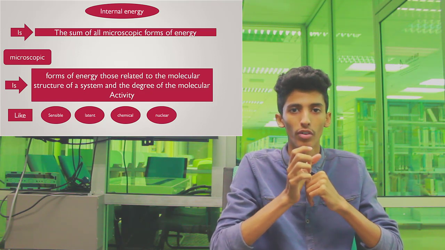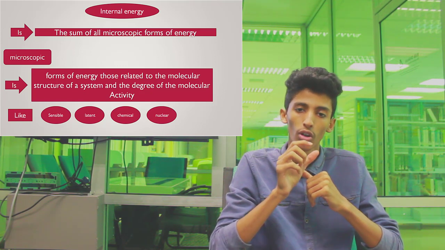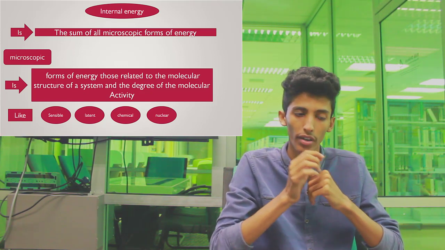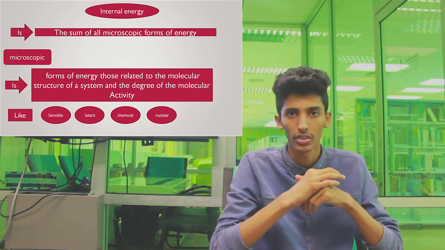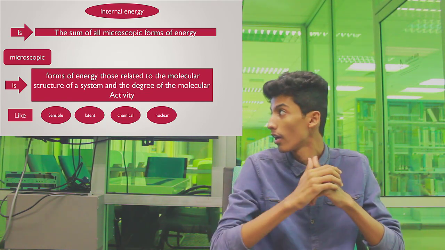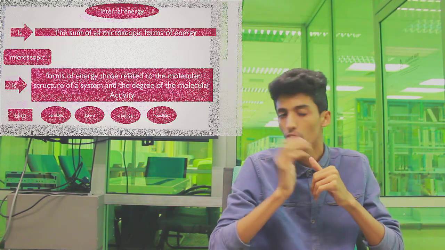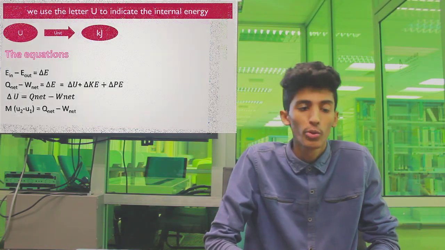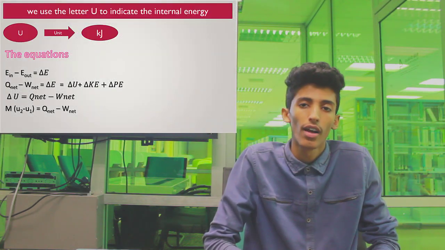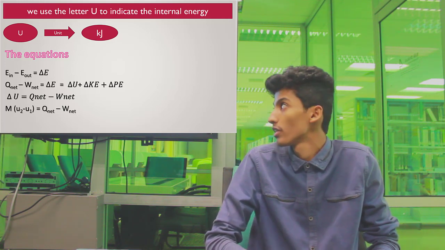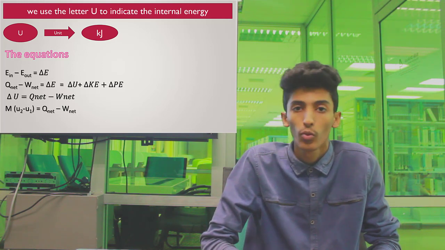Now, what is the microscopic form of energy? The microscopic forms of energy is that which is related to the molecular structure of a system and the degree of the molecular activity, like sensible energy, latent energy, and chemical energy, and nuclear energy also. Now, usually we can use the capital letter U to indicate the internal energy, to express it in mathematical equations, and its unit will be kilojoule.